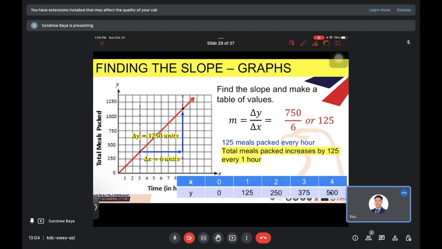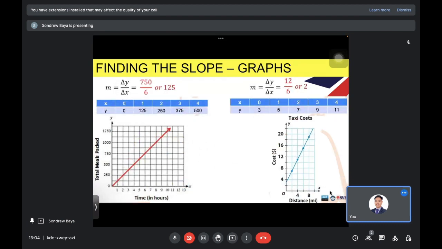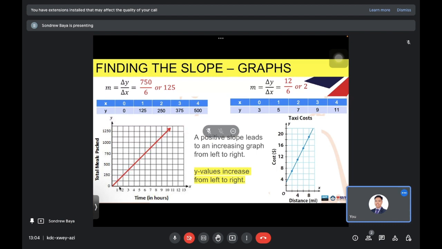Okay? Now, to finish this part one of the lesson, if you notice, if your slope is positive, your graph actually looks this way. In other words, it's increasing. The y values are increasing. It's going up. In other words, a positive slope leads to an increasing graph from left to right. So the y value increases from left to right as well. We call this an increasing graph because the y value increases from left to right.